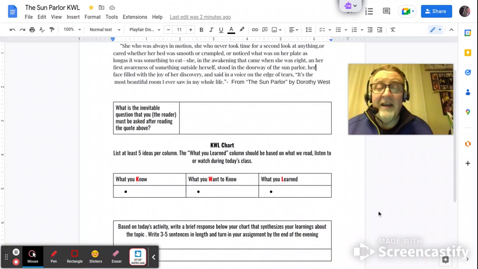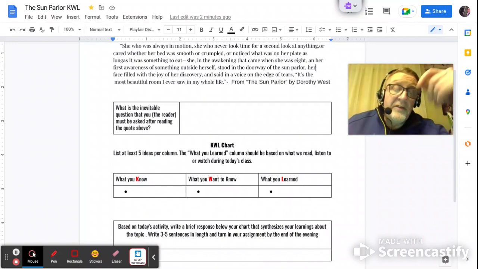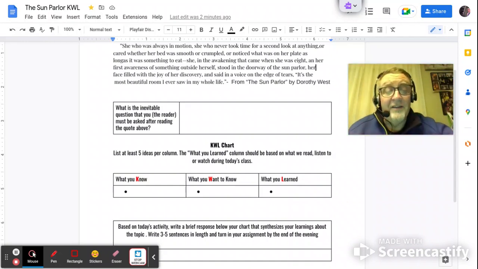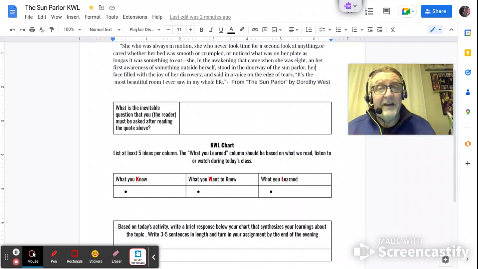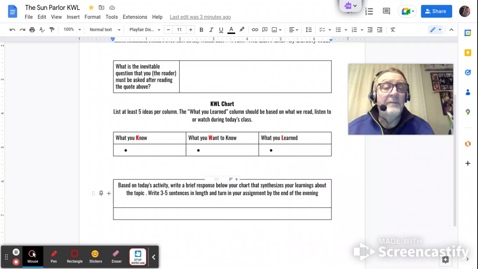Then you're going to move down to the K and the W, right? So the first part of your do now, you're going to do the K and the W, what you know, what you think you know after reading this quote and asking that question. I want you to write 5 ideas per column. 5 ideas, what you know. Maybe what you know about Dorothy West, maybe what you know about the implied question. What do you want to know? Write down 5 things that you want to know and then stop. After we finish our discussion of the question, you'll finish your KWL with what you learned and you'll write the 3 to 5 sentence paragraph on what we've gone over.